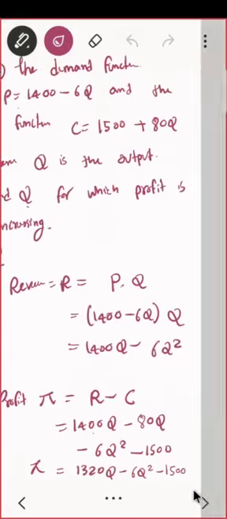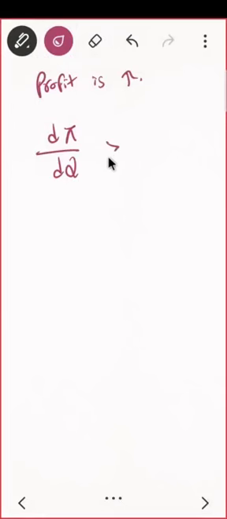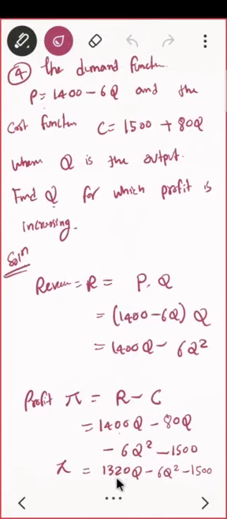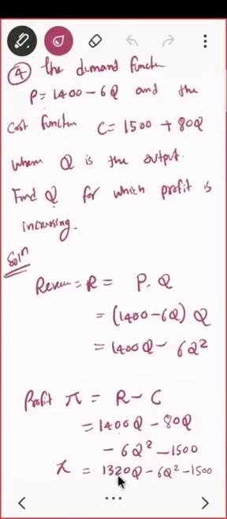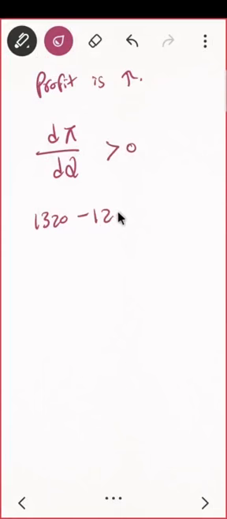So profit is increasing. Let us write, what do you mean by profit is increasing? How will you do that? That means the derivative of profit with respect to Q is positive, correct? Perfect. So let us find the derivative of profit first. Can I do it quickly? This is the profit with respect to Q, किया तो ये क्या आएगा? 1320 and here it will be minus 12Q. Correct?